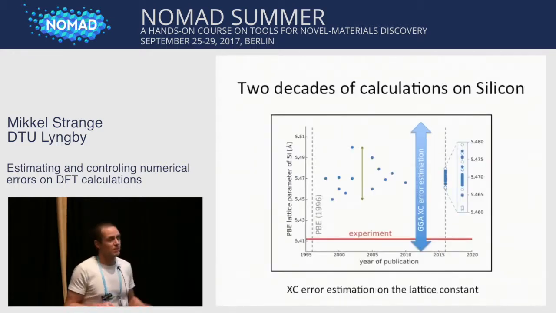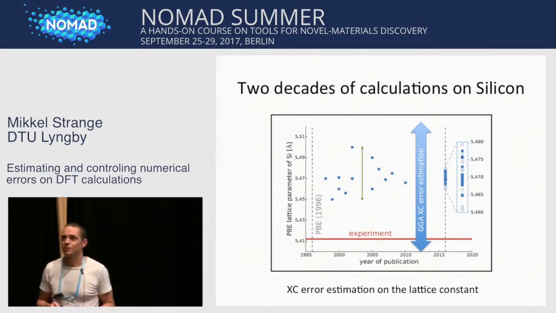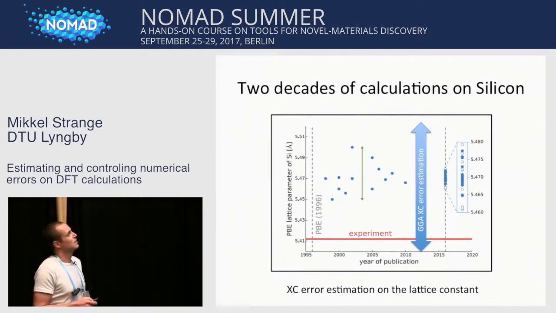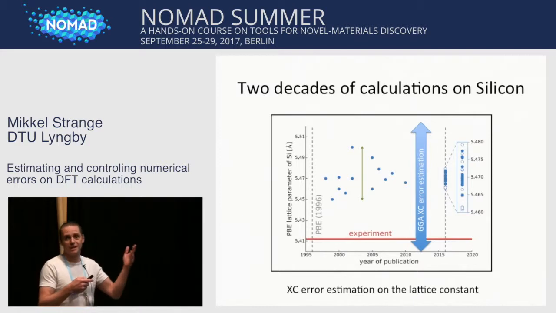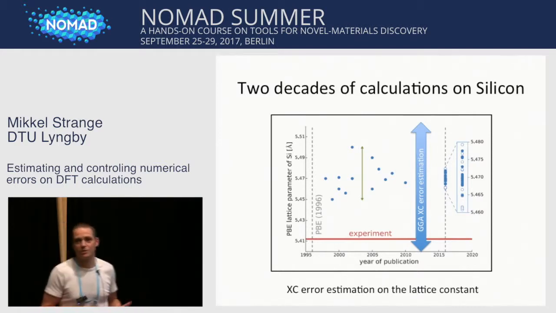All right, so let's return to silicon before we end here. We established that the numerical errors here are probably well converged. Here I've added this error estimation on the lattice constant of silicon. You can see that it is actually pretty large, and it overlaps the experimental error bar in this case. It's much larger than the numerical error, and that's where we want to be.